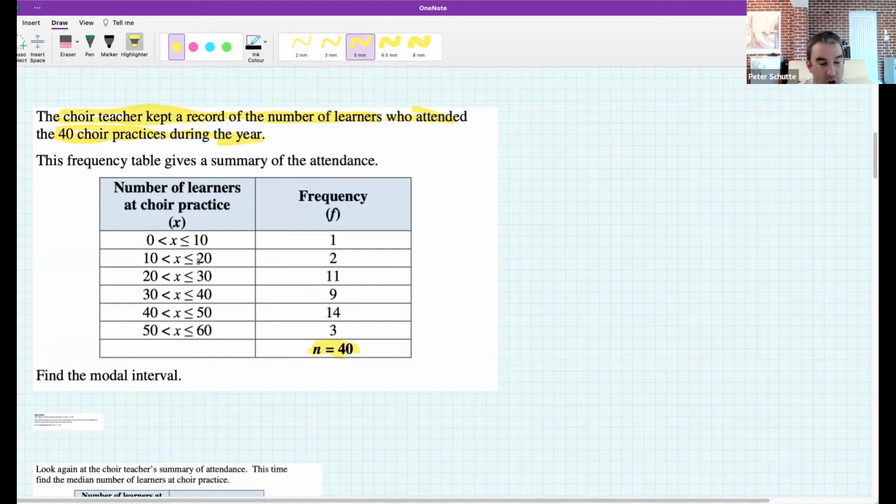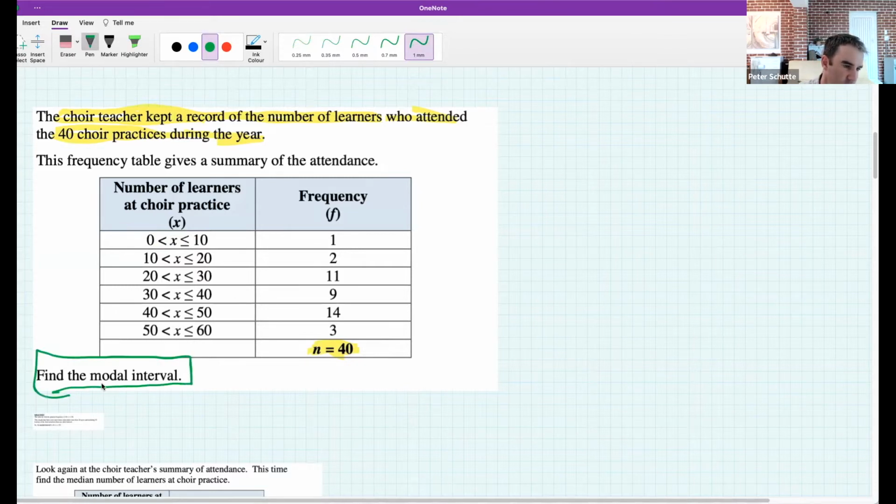And what you'll notice is, when we have grouped data, we don't know exactly how many students came. We give up some of that information in order to group the data. So in this first column, there could have been 7 students who came that day. There could have been 8. I don't really know. And I've given up that information because I've grouped my data. But there are other benefits to grouping your data. So what I want to ask you is, what is the modal interval for this data? What is the mode? What is the most common amount of people who came to choir practice?